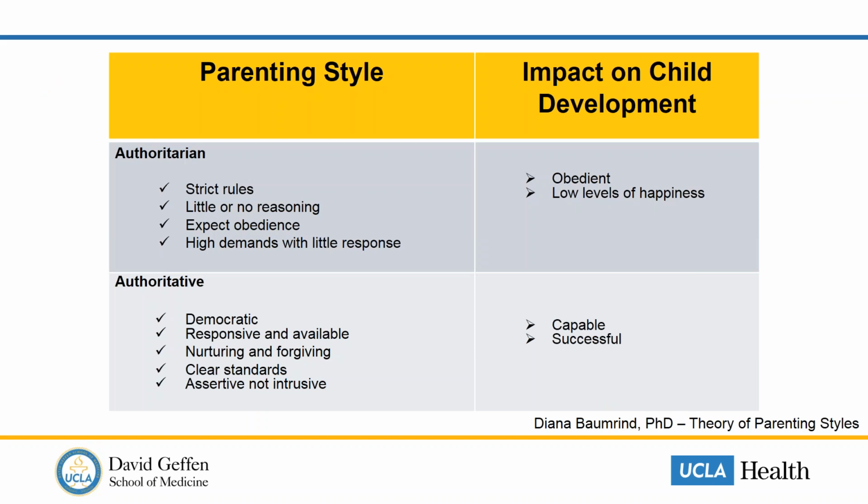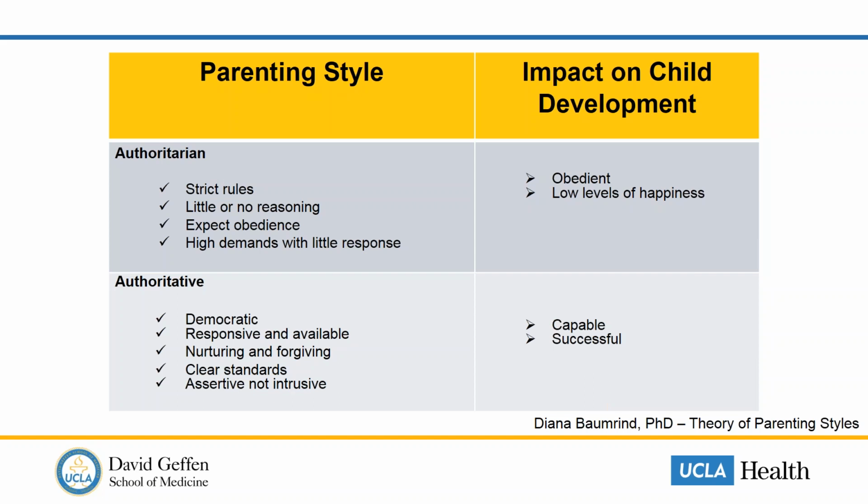The first 2 are authoritarian and authoritative. And if you're an authoritarian type parent, and again, there is a lot of fluidity between these, but I think it's helpful to think about these different parenting styles. An authoritarian type parent has really strict rules. They may not have a lot of reasoning in their discussions with their child. They expect obedience and they have a lot of high demands. And a lot of times these children display obedience, but they tend to not have the same levels of happiness as a lot of other children.